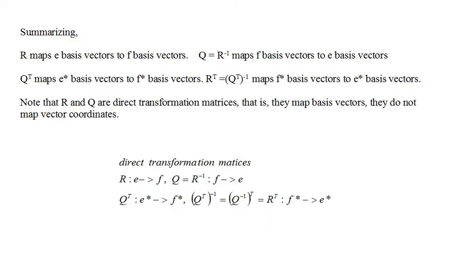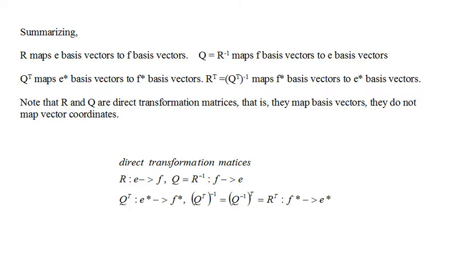R maps E basis vectors to F basis vectors. Q equals R inverse maps F basis vectors to E basis vectors. Q transpose maps E star basis vectors to F star basis vectors. Q transpose inverse, which equals R transpose, maps F star basis vectors to E star basis vectors. Note that the direct transformation matrices map basis vectors to basis vectors and basis covectors to basis covectors. They do not map vector or covector components.